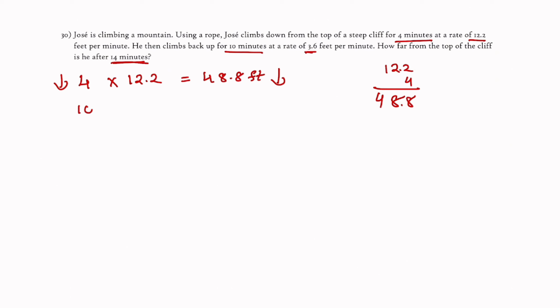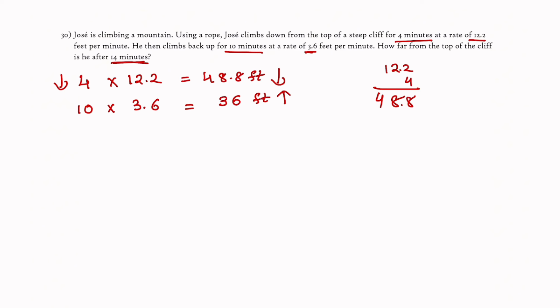And then for the next 10 minutes, he is climbing up at this speed. This calculation is easier, right? 3.6 times 10, multiplying with tens is actually adding 0. But here we'll have a decimal point, so we will remove the decimal point. That's 36 feet going up.